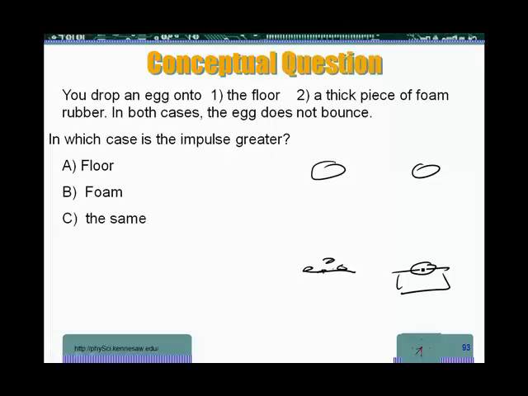Okay, we drop them from the same height. They should have the same speed when they reach either the floor or the piece of foam rubber. So they should have the same momentum just before hitting either one. And then, what's their final momentum? Okay, so we said their initial momentum is the same. Their final momentum is going to be the same, 0, because both of them are going to stop. So the impulse is the same, since they start with the same initial momentum and they end up with the same final momentum.